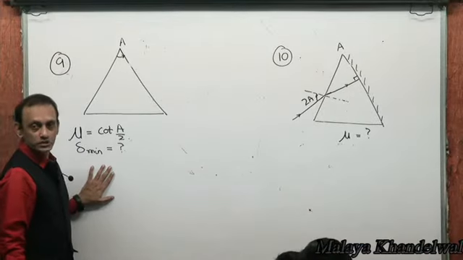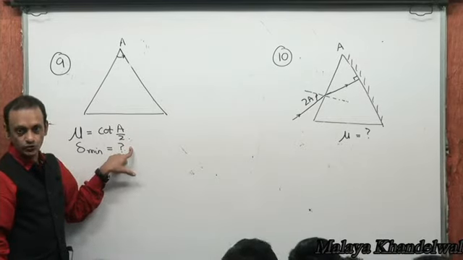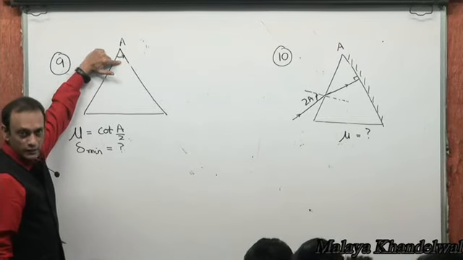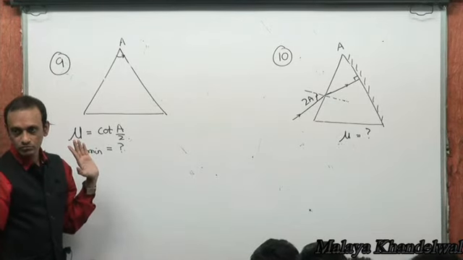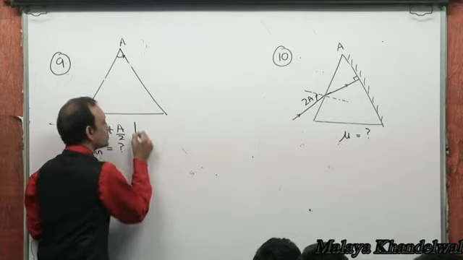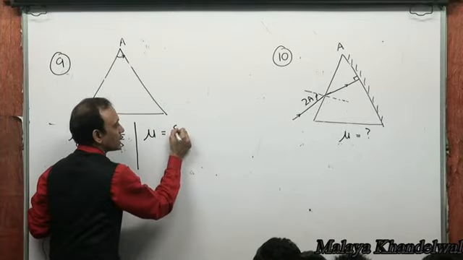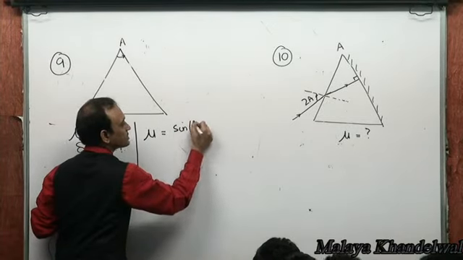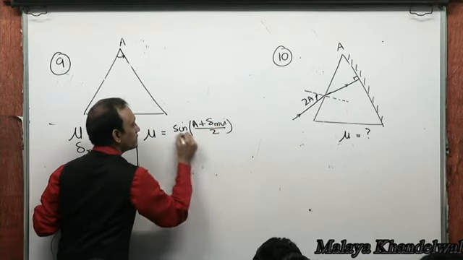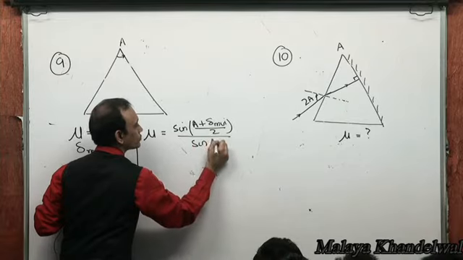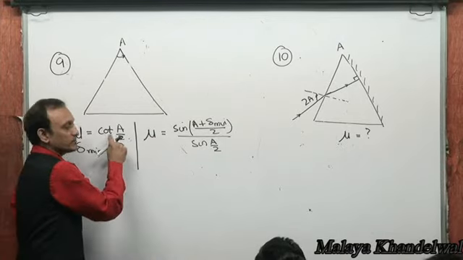Right, so there is a prism given to you whose refractive index is cot A by 2. The angle of the prism is A, and we want to find the angle of minimum deviation. This again is based on a result: the refractive index of the prism is going to be sine of (A plus delta min) by 2, divided by sine A by 2, isn't it? Where mu is given to be cot A by 2.